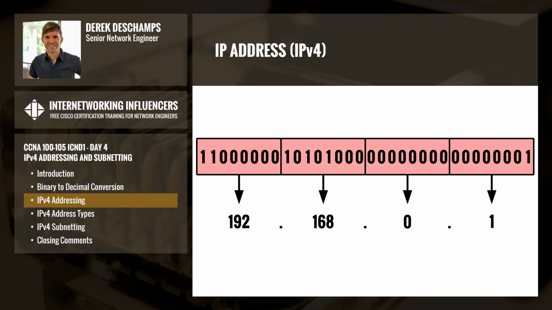For example, if we take this 32-bit binary IP address and divide it into 4 octets and convert each octet from binary to decimal, we get the IP address 192.168.0.1.